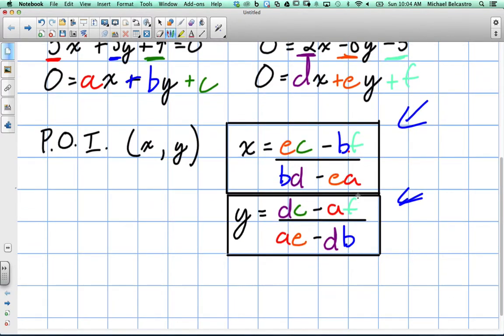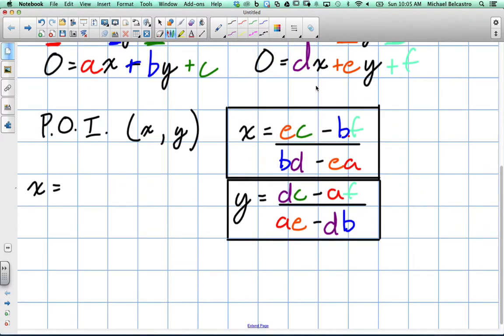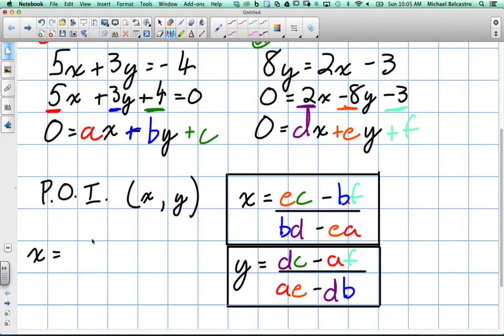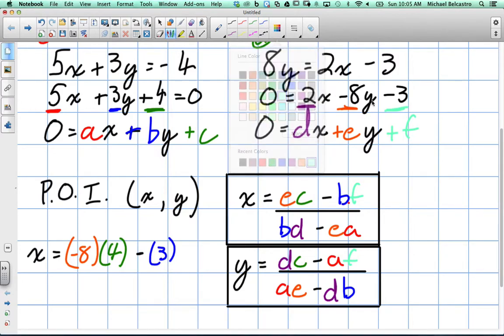Okay. So let's start with our x value here. I'll do it on the left. Our x is going to be equal to our e value, which was negative 8. So we have negative 8 times our c value, and our c value was positive 4. And then we're going to take those numbers and subtract our b value, which is positive 3, times our f value, which is negative 3.